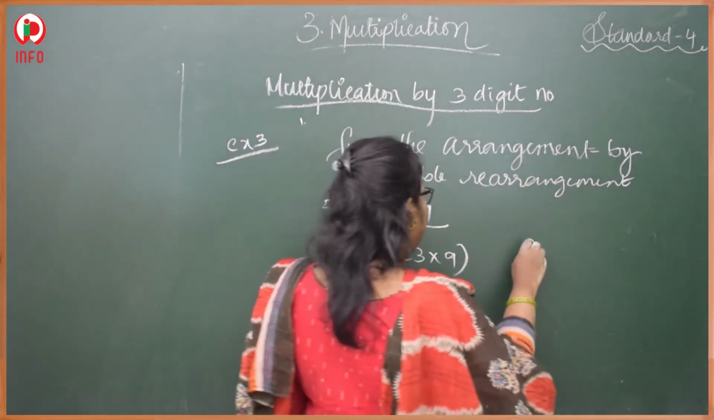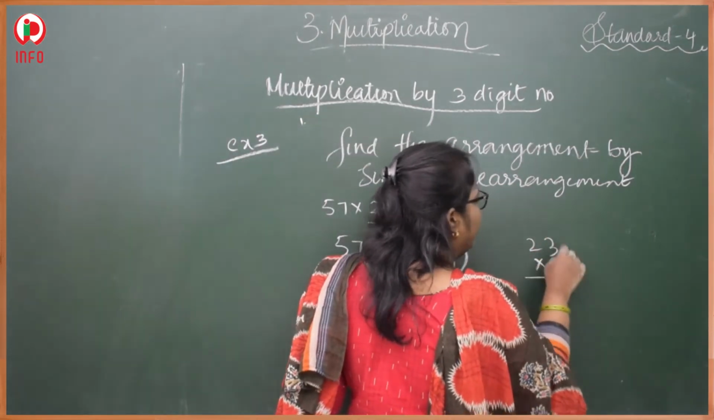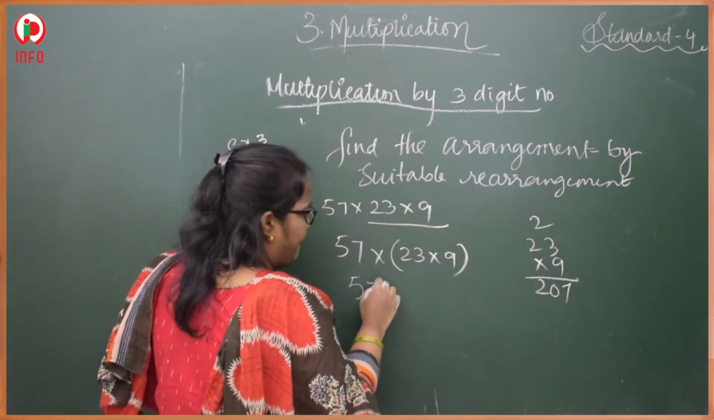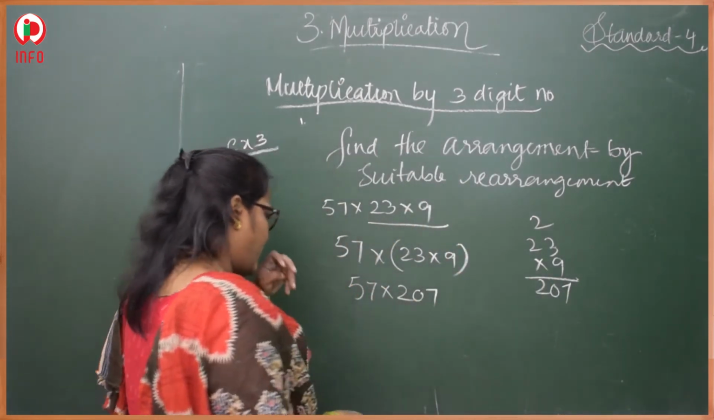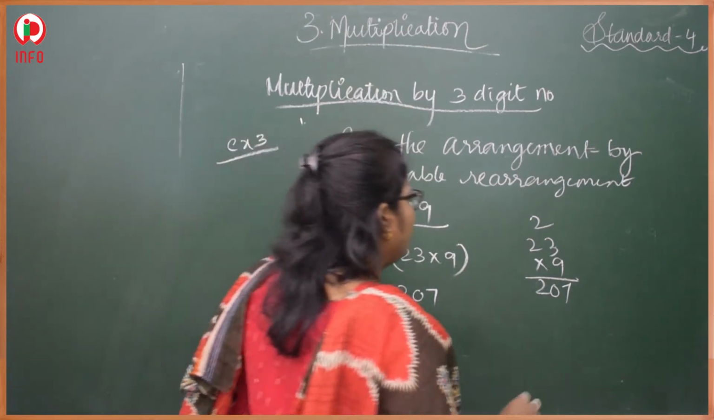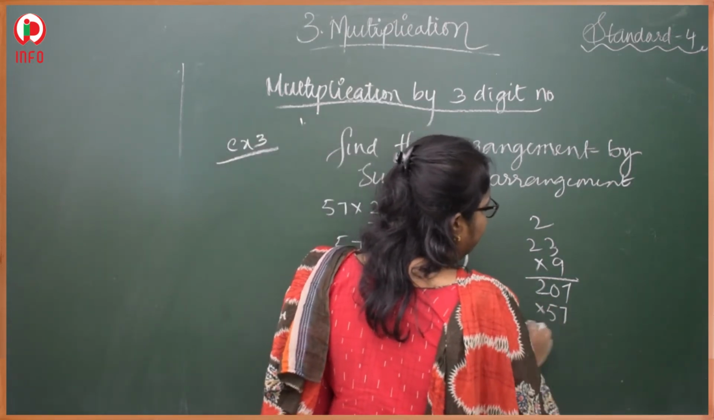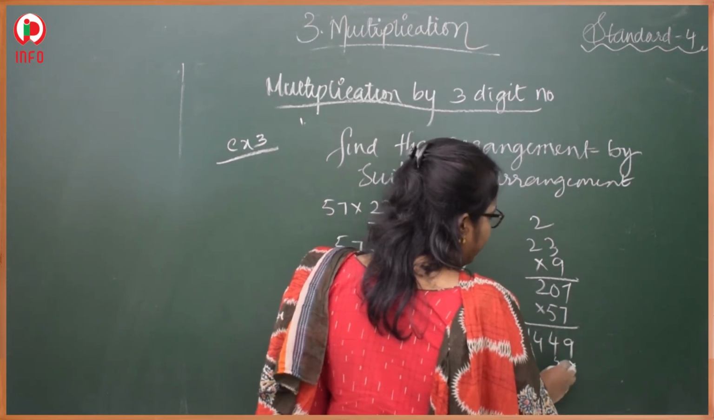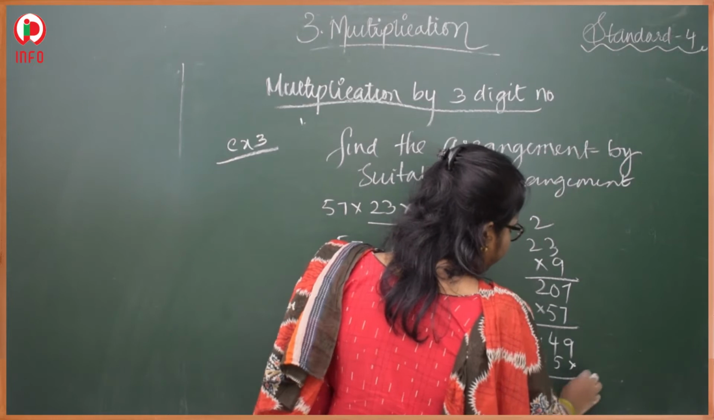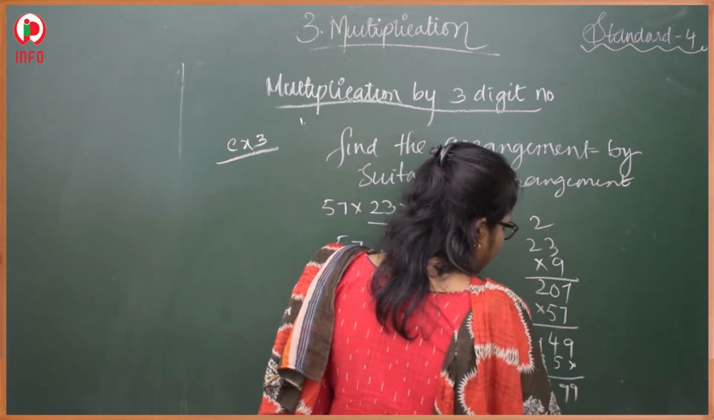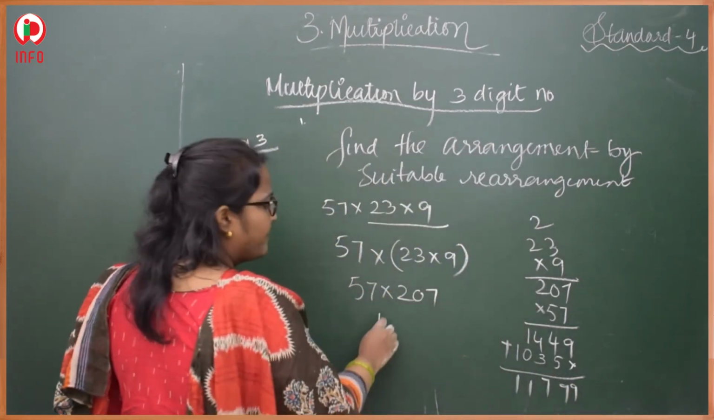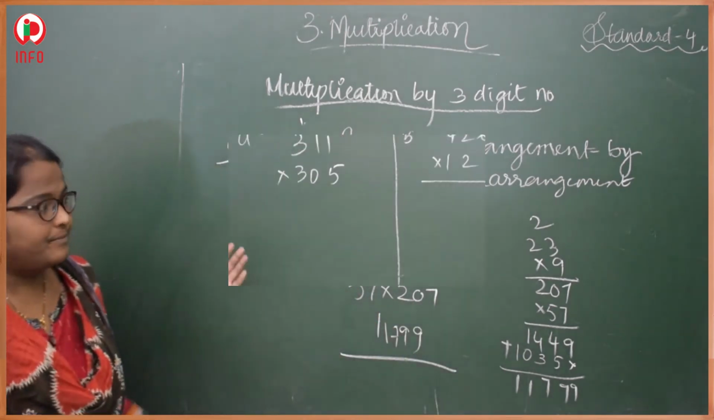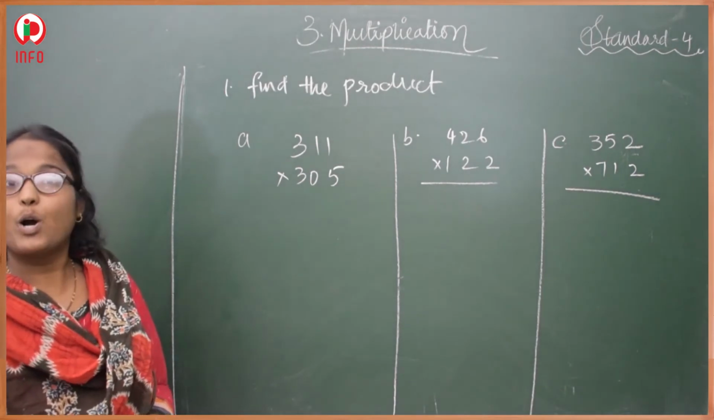Okay, so 23 into 9, 27, 9 2s are 18, 19, 20. Okay, now we should multiply 207 into 57. 7 7s are 49, 7 2s are 14, 5 7s are 35, 5 2s are 10. 11,799. Have you understood? Here we are having find the product.